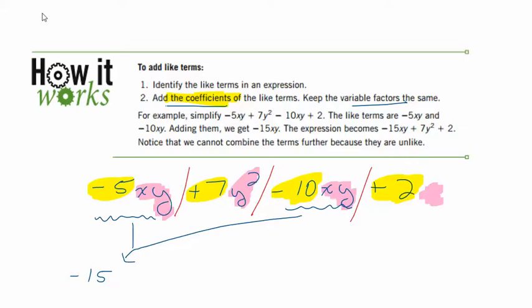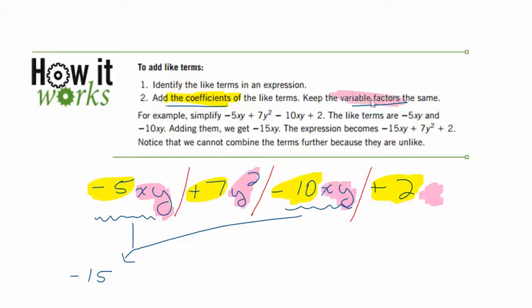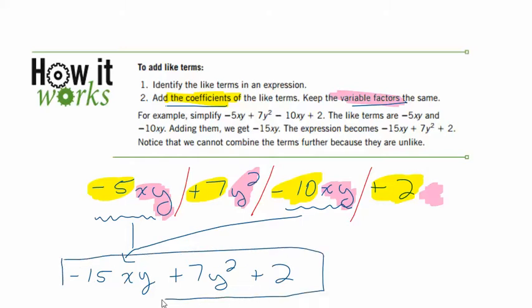What do I do with the variables? I keep the variables the same. Keep the variable factors the same. So that was an xy, so that stays xy. And those 2 terms are combined. Now what do I do with these other 2 terms, the 7y squared and the 2? Just bring them down. Positive 7y squared, positive 2. There's nothing to combine them with. So I just leave them by themselves. And this expression is simplified. I know it doesn't look very simple, but that expression is simplified.